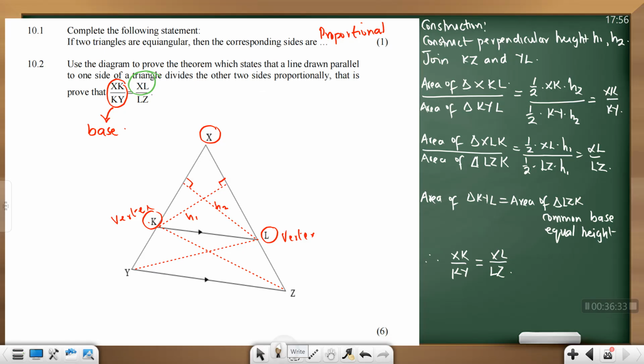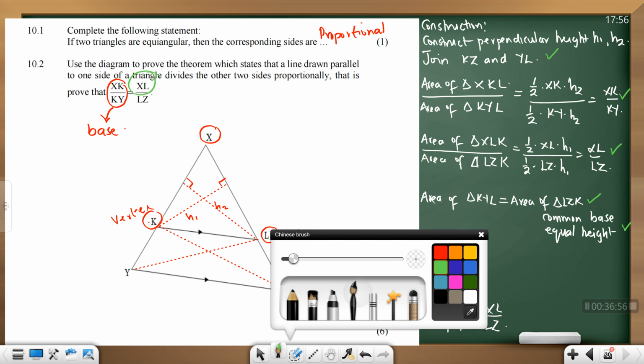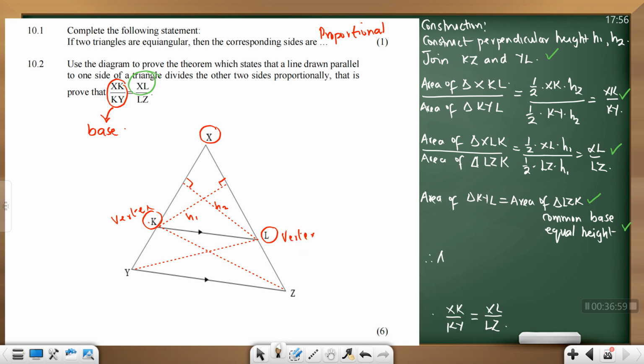Let's go back to my memo. So look at construction, 1 mark. Left hand side, 1 mark. Right hand side, 1 mark. Statement here, reason, 1 mark. One line that I skipped was to make a conclusion before this one, to say, therefore, area, you write what's on the left hand side on top there. Area of triangle what? XKL over area of triangle what? KYL.